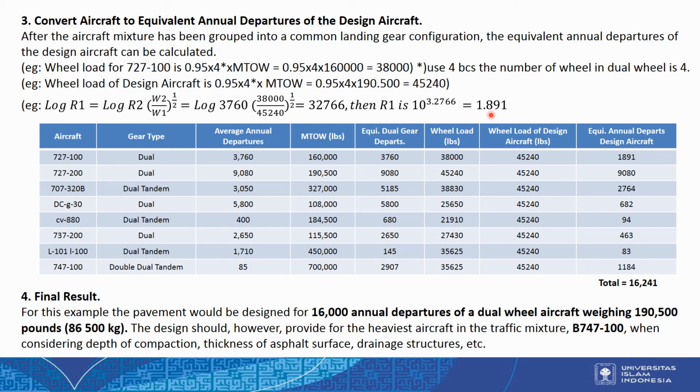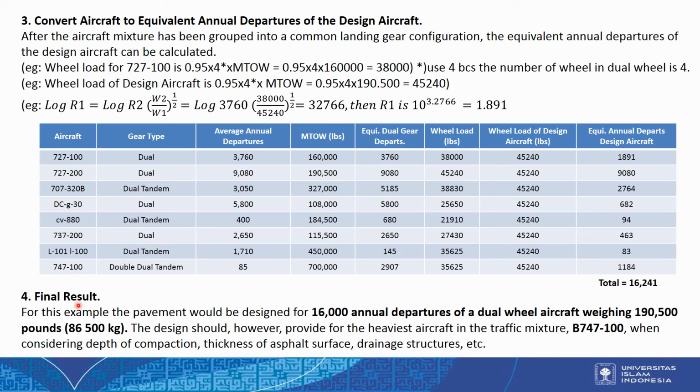and 1,891 here. You have to calculate for each aircraft type here, and after that we just sum all of these equivalent annual departures of the design aircraft, and we will get the total number, which is 16,241.